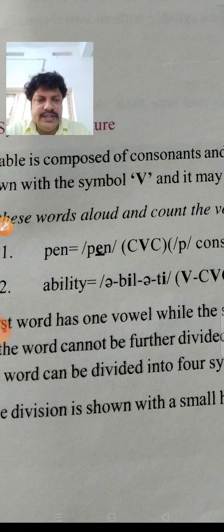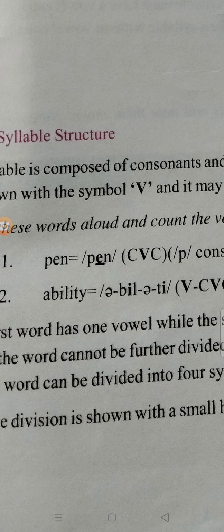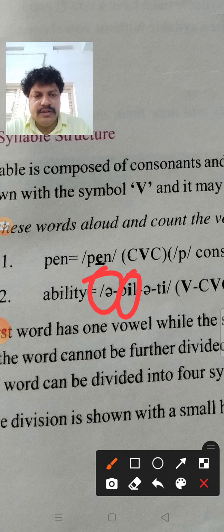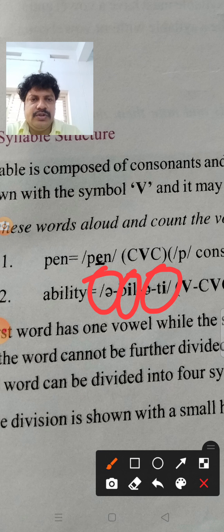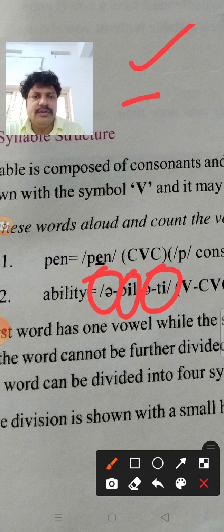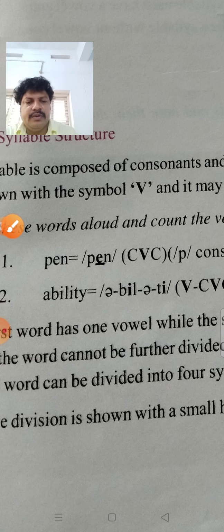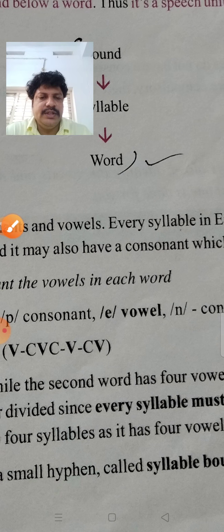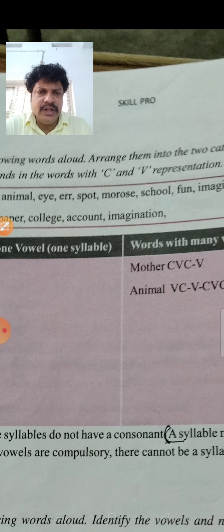Where we divide the syllable, this is called the syllable boundary. Here we divided at the syllable boundary. The syllable boundary is shown with a small hyphen. This mark is used to show the syllable boundary. Okay, and next, let us see the second thing.